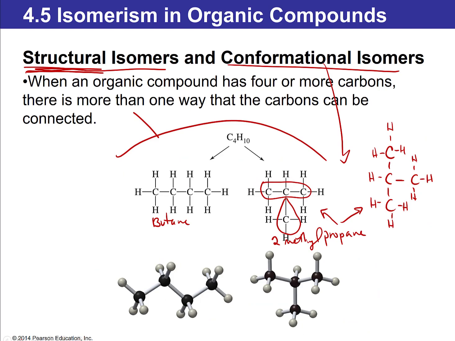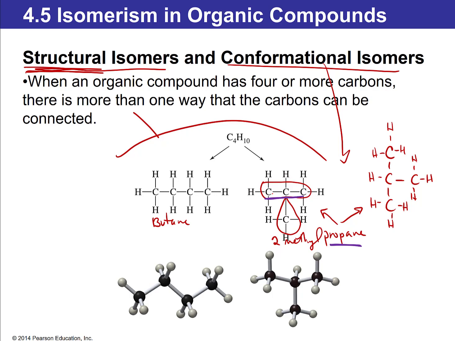But look at this one. I can't erase it. There's butane, 4 carbons in a row, all in a straight line. But then look at the next one. The next one over, we only have 3 carbons in a row and then a carbon hanging off of the second carbon. So the longest chain in this one is propane. And the group hanging off is a CH3, so it is methyl. So this would be 2-methylpropane.